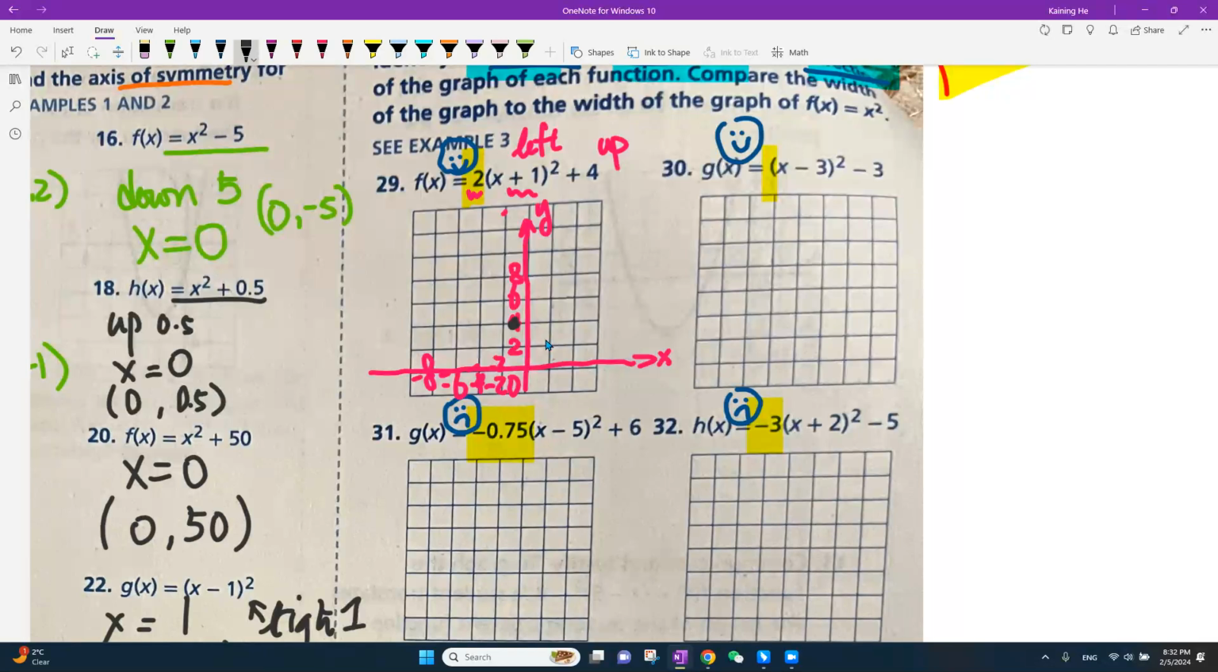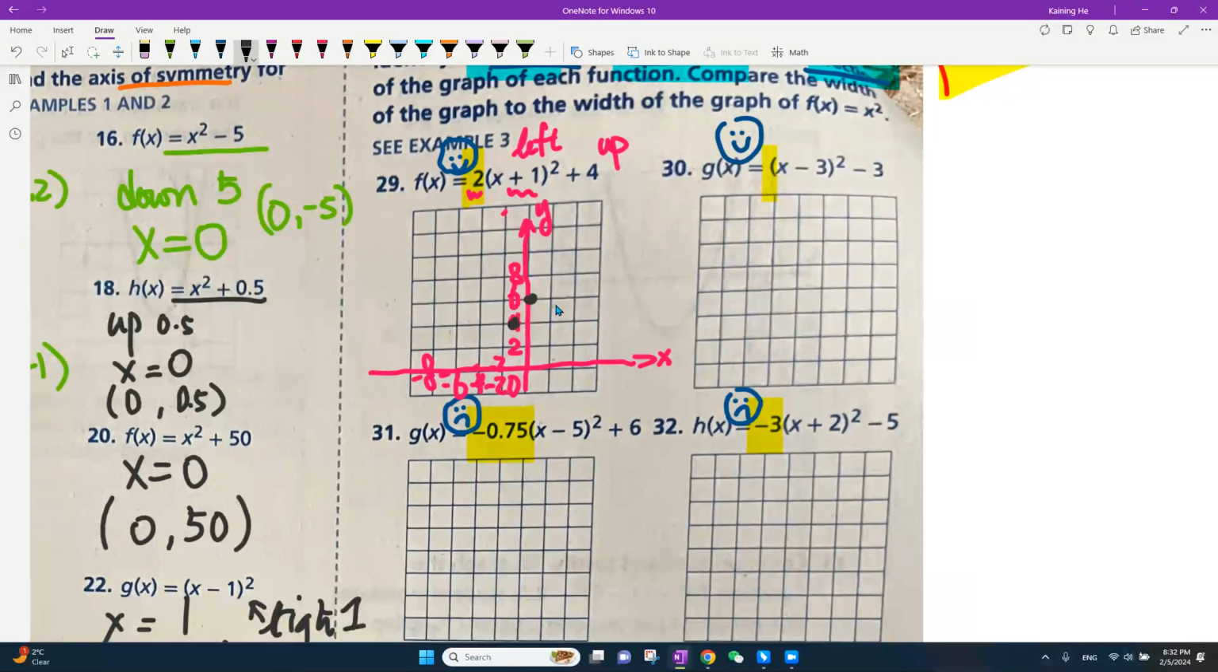If you plug in 0, you would have 0 plus 1 is a 1. 1 squared is still a 1. 1 times 2 is a 2. 2 plus 4 will become a 6. If I plug in a 0, I would have a 6.